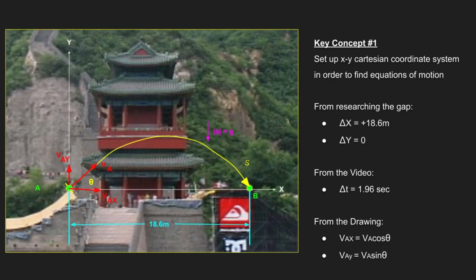The first step in solving this problem is establishing an XY Cartesian coordinate system with an origin at point A, where the skateboarder launched from. You can then break the initial velocity into its X and Y components. From researching the gap, I've found that the change in X position is going to be 18.6 meters, while the change in Y position is 0 meters. We can also gather from the video that the time elapsed during his flight was 1.96 seconds.